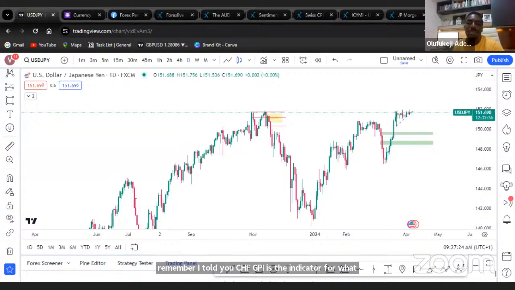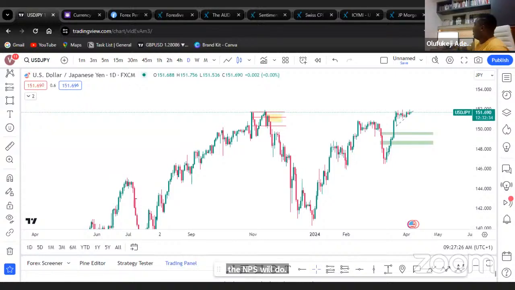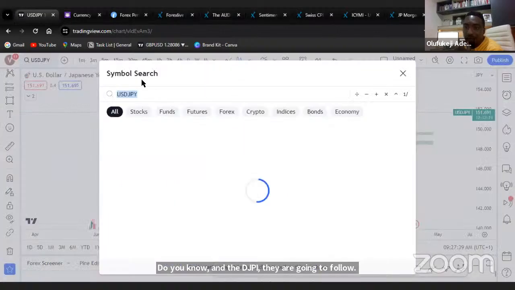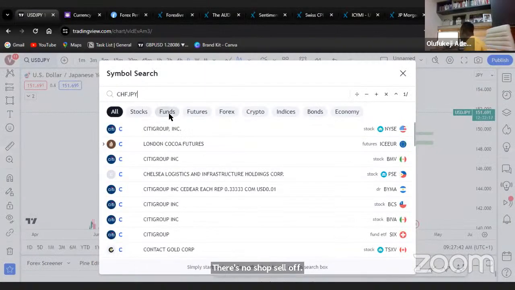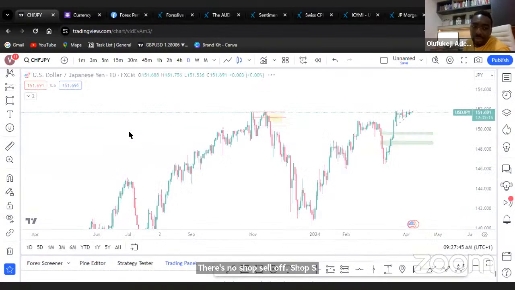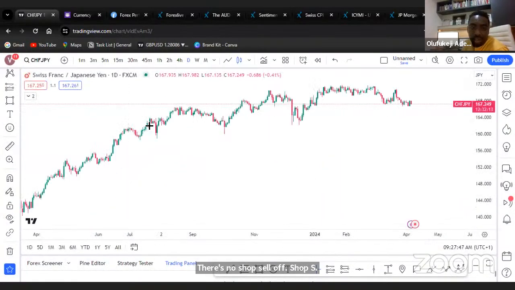There's no time. We'll look at it tomorrow. CHF JPY has already done a sharp sell-off. Euro JPY, GBP JPY, NZD JPY, they are going to follow. Let's just see CHF JPY quickly. It has done a sharp sell-off. It has done like 70 pips since we started this conversation.